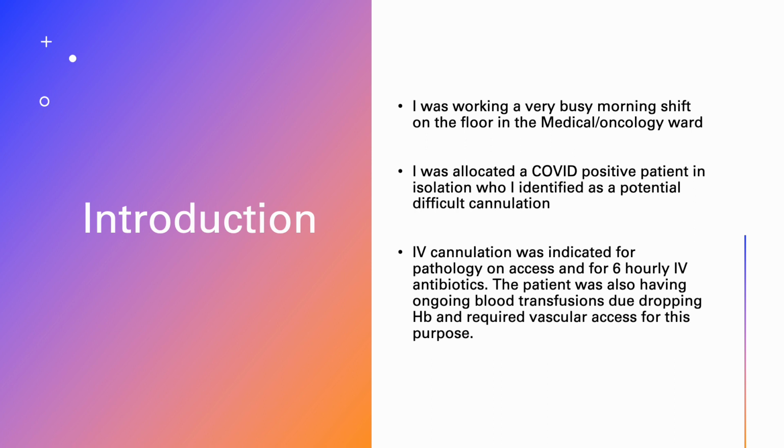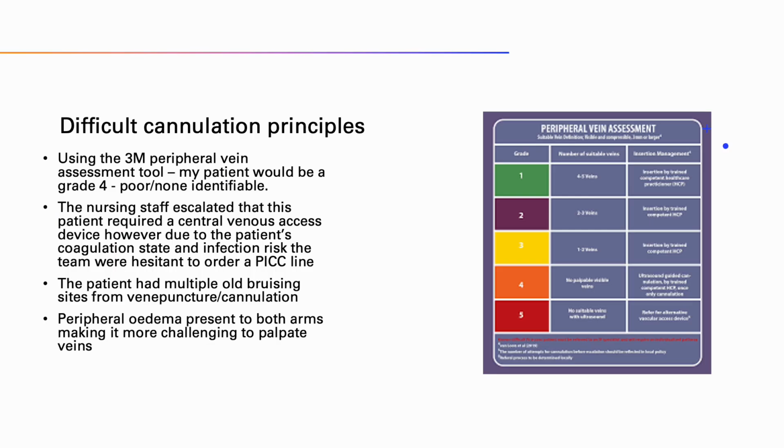I was allocated a COVID positive patient who was in isolation, who I identified would be quite a difficult potential cannulation. IV cannulation was indicated for multiple reasons, mainly because she was having IV antibiotics and she was requiring blood products. Using the 3M peripheral vein assessment tool, my patient would probably be a grade 4 with poor to none identifiable veins. The nursing staff had previously escalated this patient probably required a CVAD, but due to the patient's coagulation status and infection risk, the team were hesitant to order a PICC.